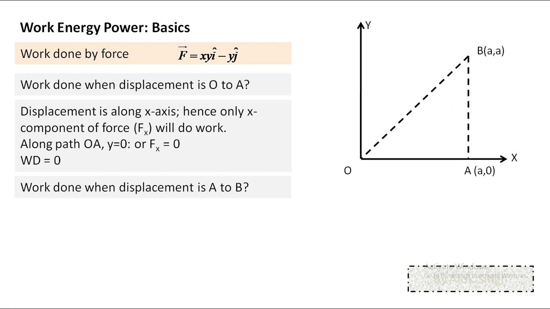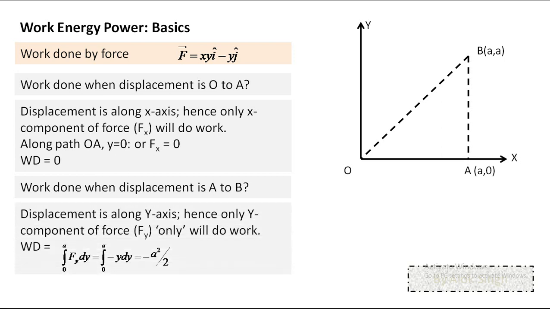That would be the work done, and since force is variable, it will be integration of Fy into dy, lower limit y equal to 0, upper limit y equal to A. So displacement along y axis, hence only y component of force will do work, and that will be equal to integral of Fy into dy. We substitute the values, we find work done will be equal to minus A square by 2, which makes sense because force is acting in the downward direction, displacement is taking place in the upward direction.